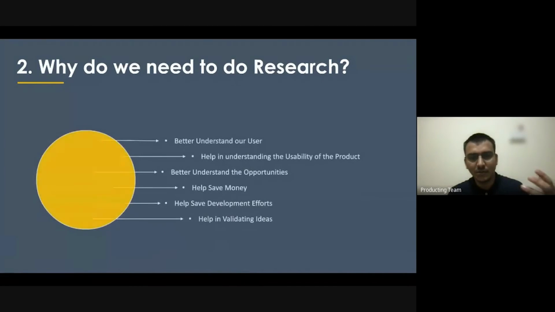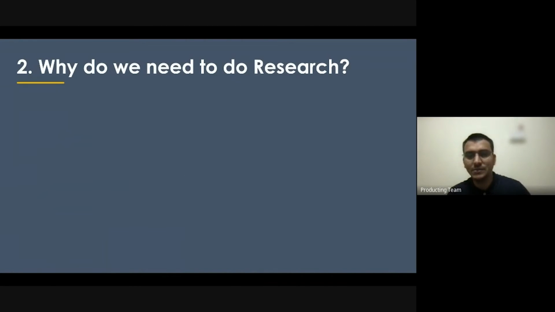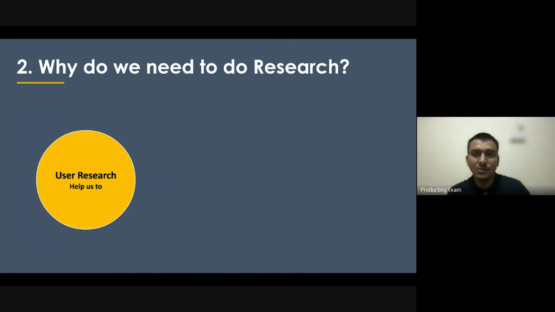Okay, the most important question now is why do we need to do research, right? So user research helps us to better understand our users. This is very important, right? It helps us to understand our target audience. It helps us to understand our users, what are their goals, motivations, needs, right? Why are they using our product? All these things, if you do user research, it brings clarity into that.